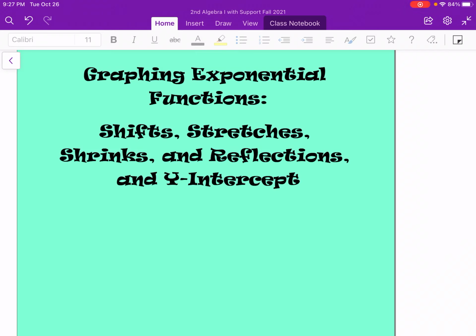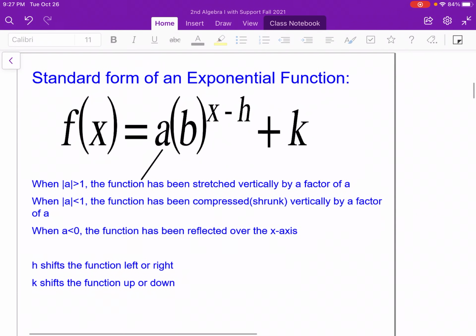Today we're going to keep talking about graphing exponential functions with shifts, stretches, shrinks, and reflections, and y-intercept. So we're going to go back to the standard form of an exponential function. And we're going to first start with a.